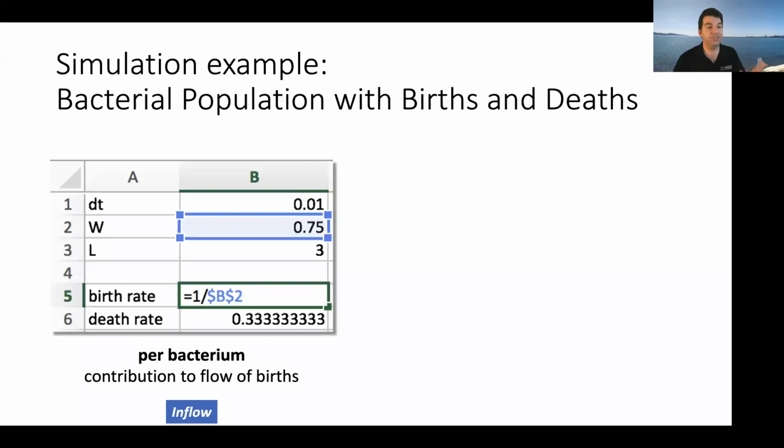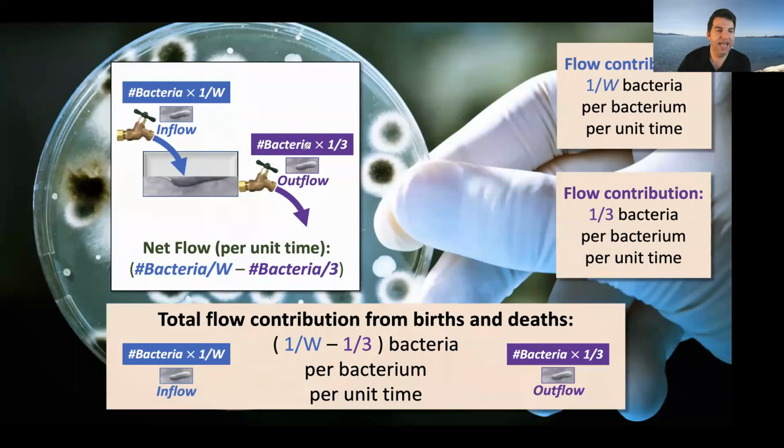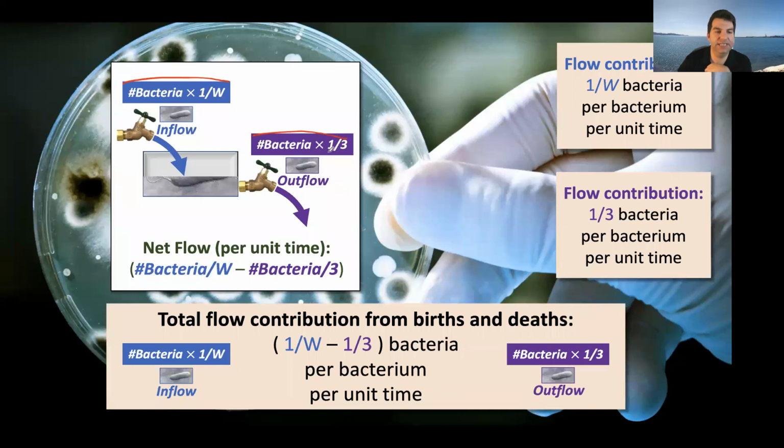So if we start with the spreadsheet, this is going to look just like the, okay, I see a question here. Why is the outflow bacteria times 1/3? Missing that reasoning. So I'm going to go back one step here. Every single bacteria sticks around on average for 3 time units. So every single bacteria is shrinking at a rate of 1/3.